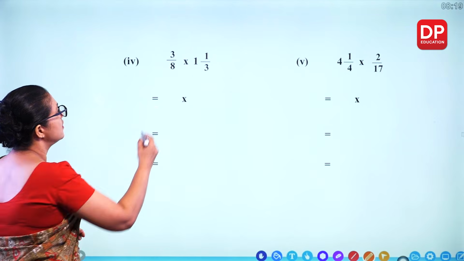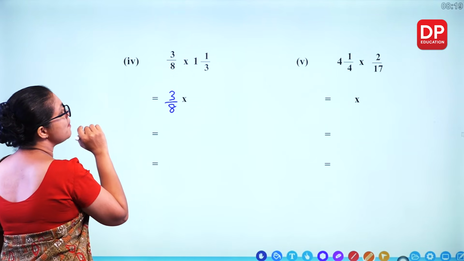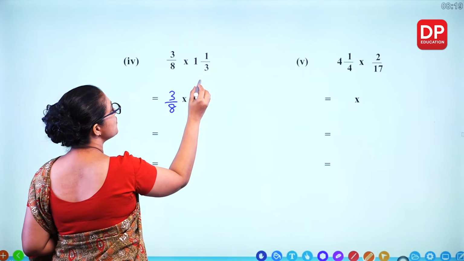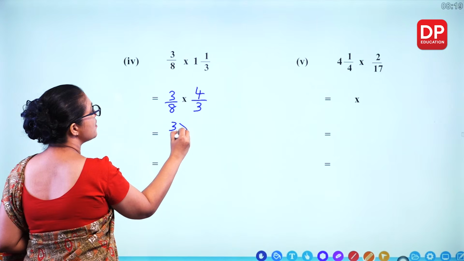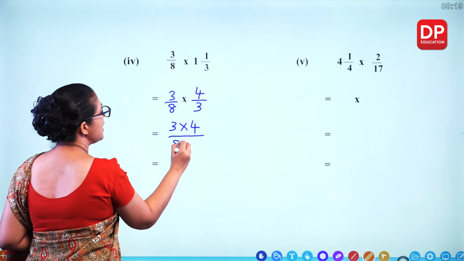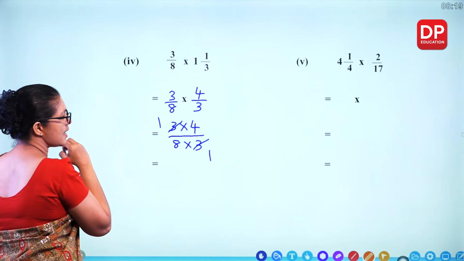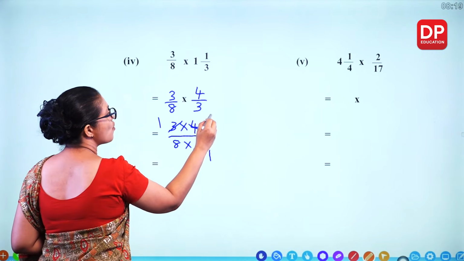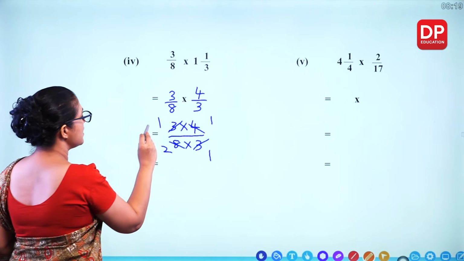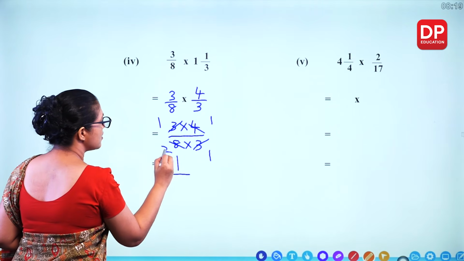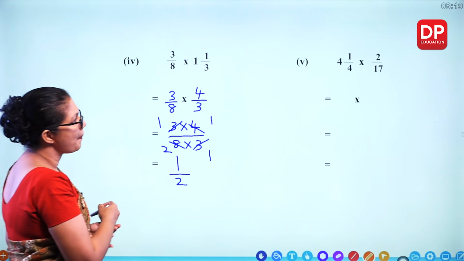This one, 3 over 8. This one convert to an improper fraction. 3 times 1, 3 plus 1, 4. Now multiply the numerator separately, denominator separately. 3 with this 3 get cancelled out. 4 times 1, 4 times 2. Now numerator 1 times 1, 1. 2 times 1, 2. Half is the answer.